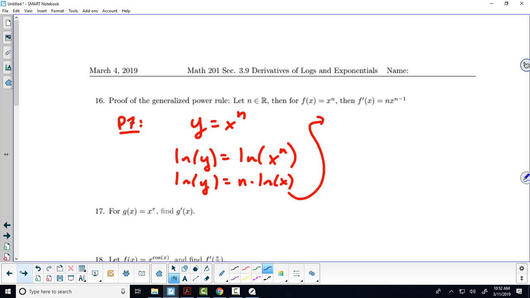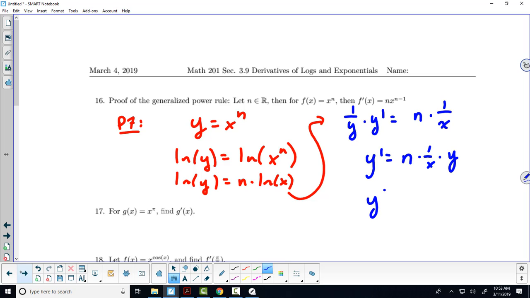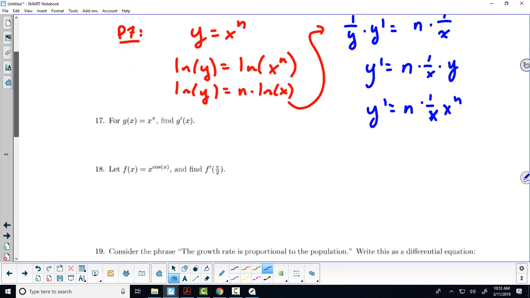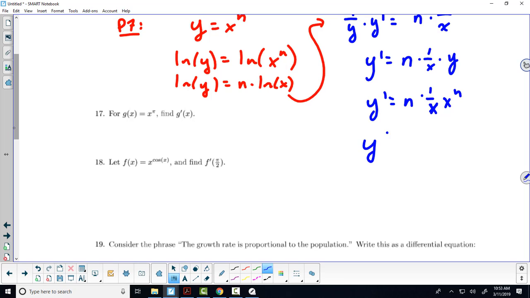So, taking the derivative of both sides, we get 1 over y times y prime is equal to n times 1 over x, right? So then that gives us that y prime equals n times 1 over x times y, but what was y? It was x to the n. So I'm taking x to the n and dividing it by x, so what power does that leave me with? Does everyone see this step?